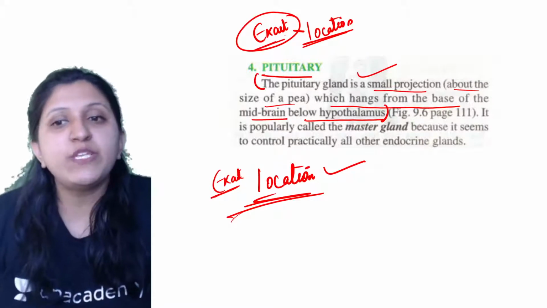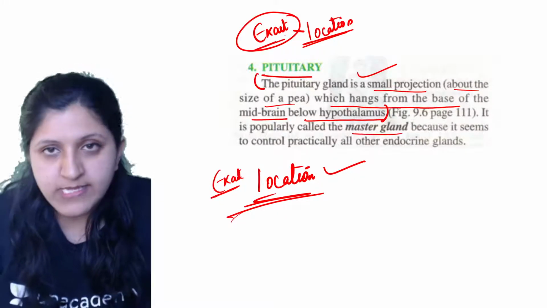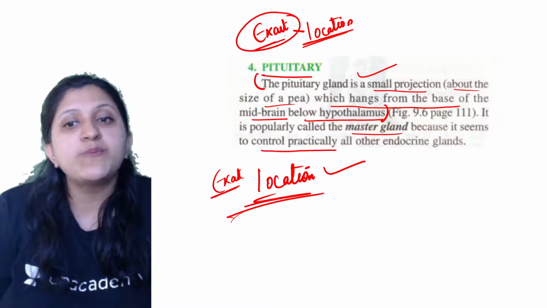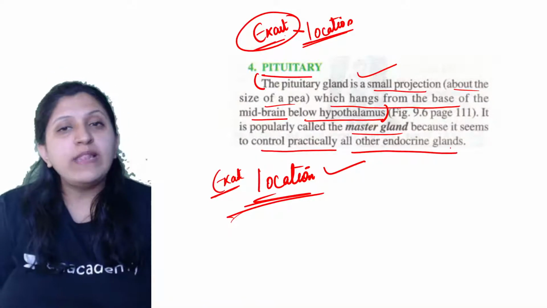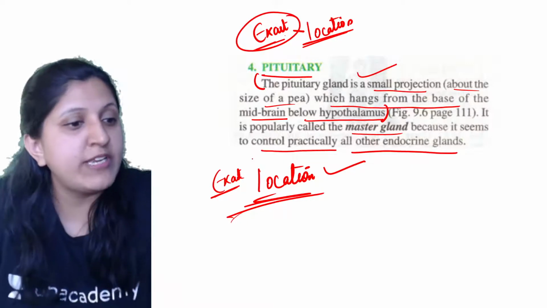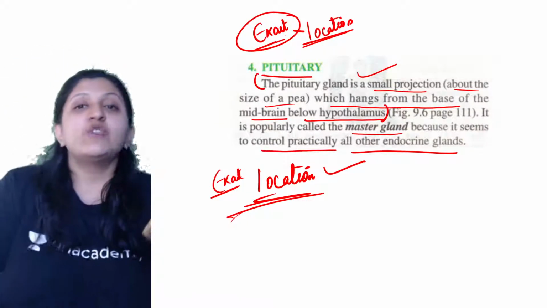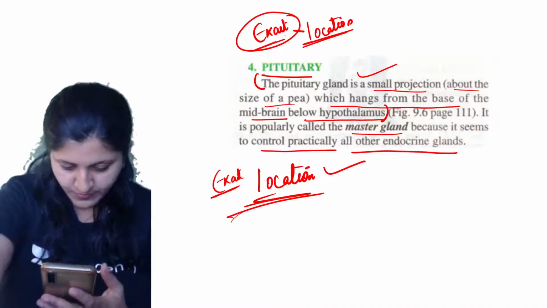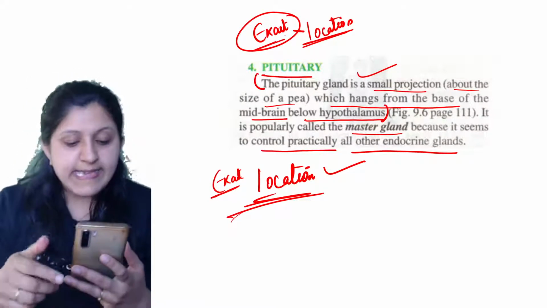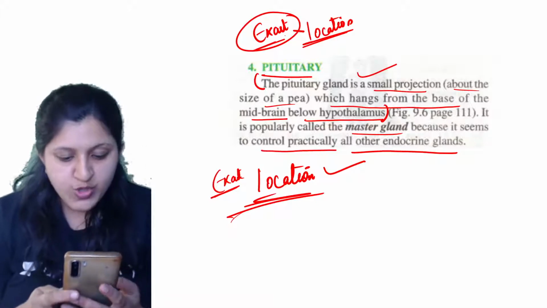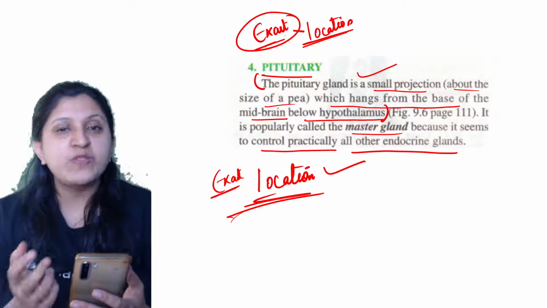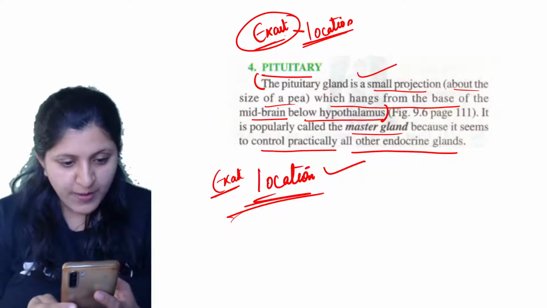Now, this pituitary gland is called a master gland because it controls practically all the other endocrine glands. Different endocrine glands are all under the control of this pituitary gland itself. Yes, Parvez, yes. Most of the glands and hormones are controlled. Many of the hormones are under the control of this gland itself.